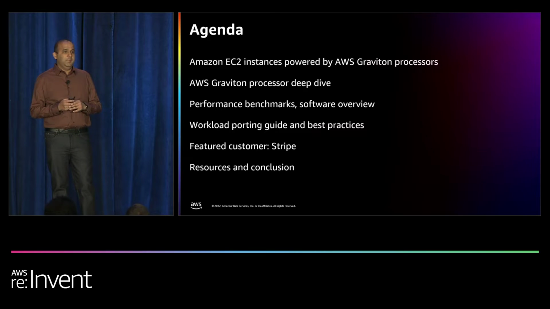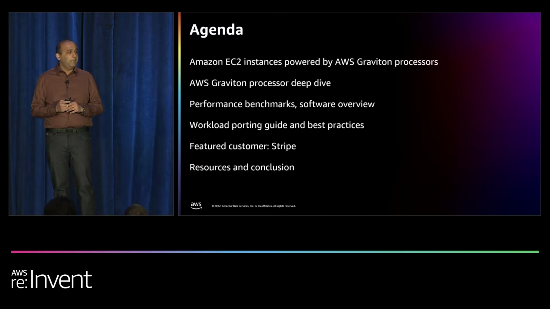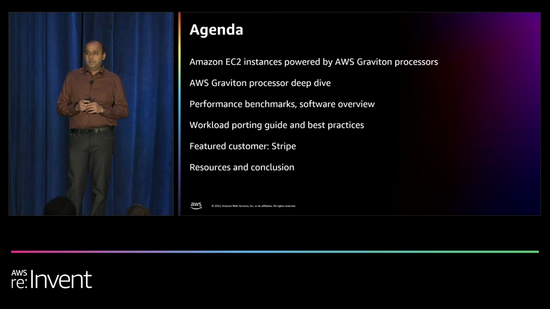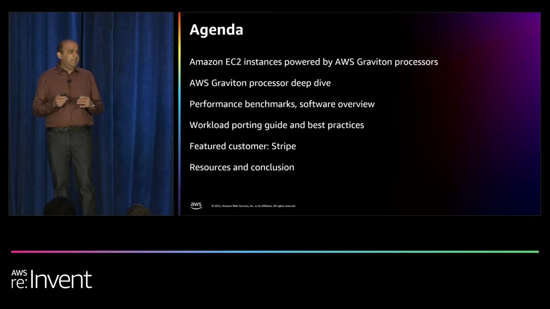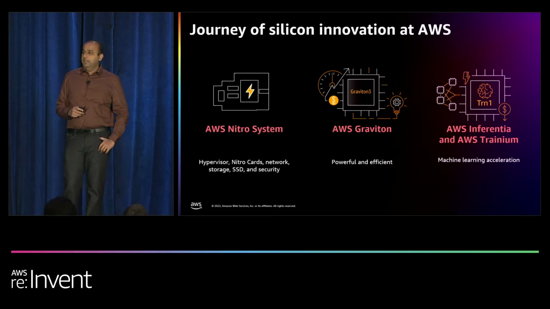So really excited to be back in person presenting at re:Invent, and we have an exciting agenda lined up for you today. We're going to be diving deeper into our Graviton processors. We're going to talk about key workloads and performance, and we'll also discuss best practices in terms of how you can transition your workloads to Graviton and lower your costs. And Oren here is also going to walk us through Stripe's Graviton adoption journey and key takeaways and learnings. So with that, let's get started.